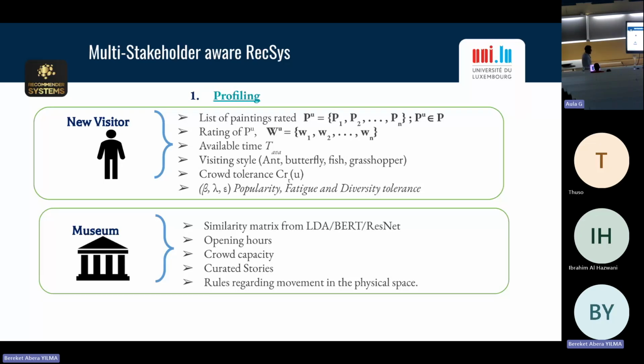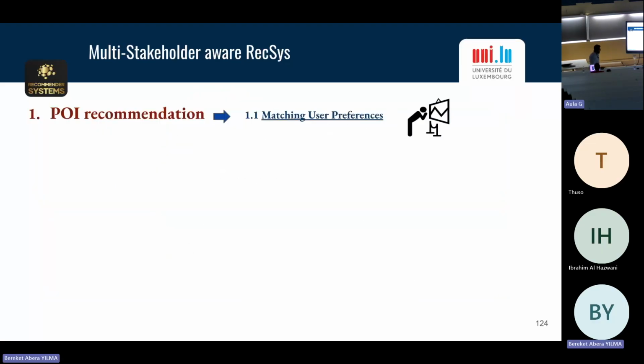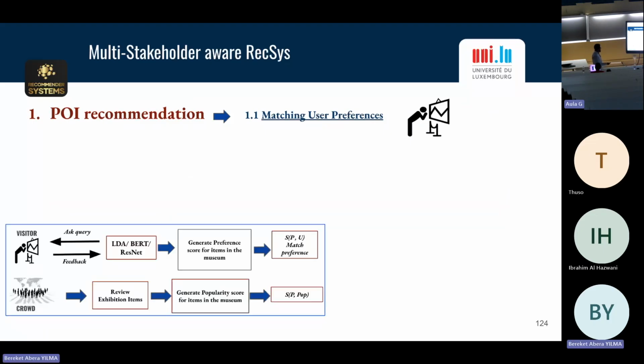So you have to combine all of this and generate one list of recommendations and some paths that will take the visitor to navigate in the museum. Moving forward, we have this matching user preference, the first thing that we did earlier. There is a visitor, you ask a query, you build a preference model, use your pre-trained models, extract features, and then generate a recommendation, then you have a score.